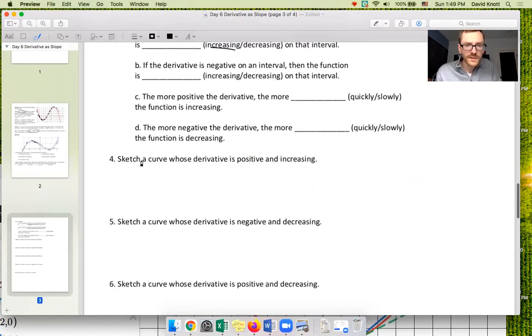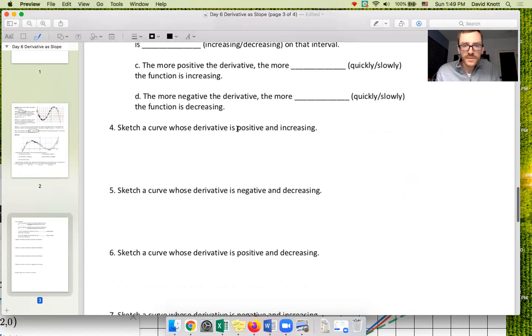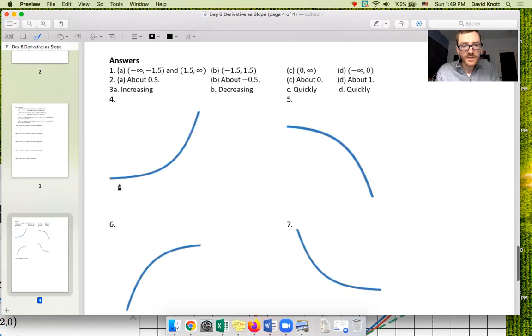Maybe just a few of these here. Sketch a curve whose derivative is positive and increasing. I give you the answers. Here's a picture. I claim the derivative is positive and increasing throughout this interval. Well, the derivative certainly seems to be positive the entire time because all of these slopes are positive. And if you look, the slopes appear to be increasing as well. Because first it's positive, but only a little bit positive, and then it's more positive, and then more positive still. So positive and increasing.